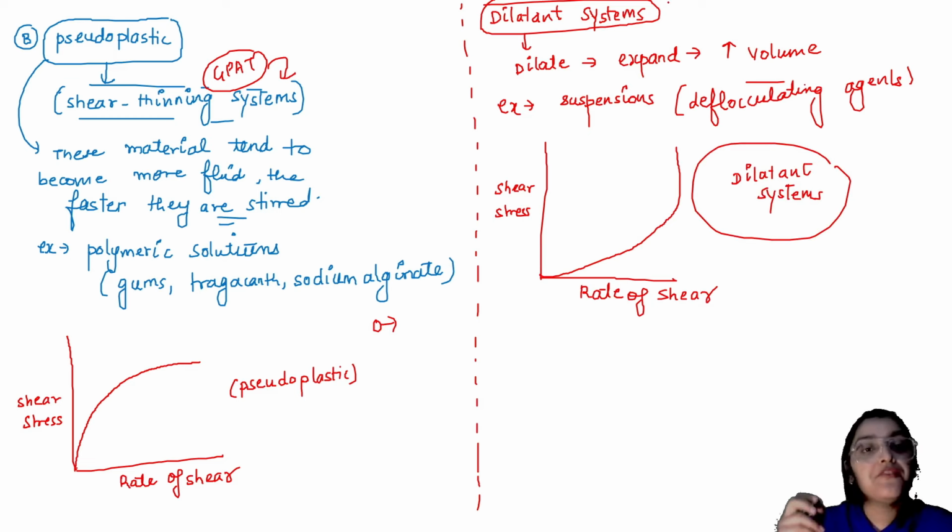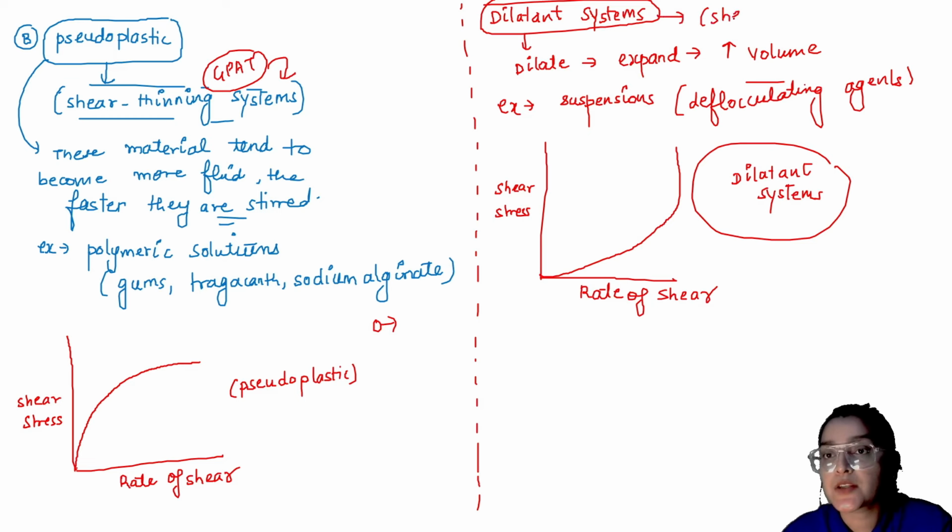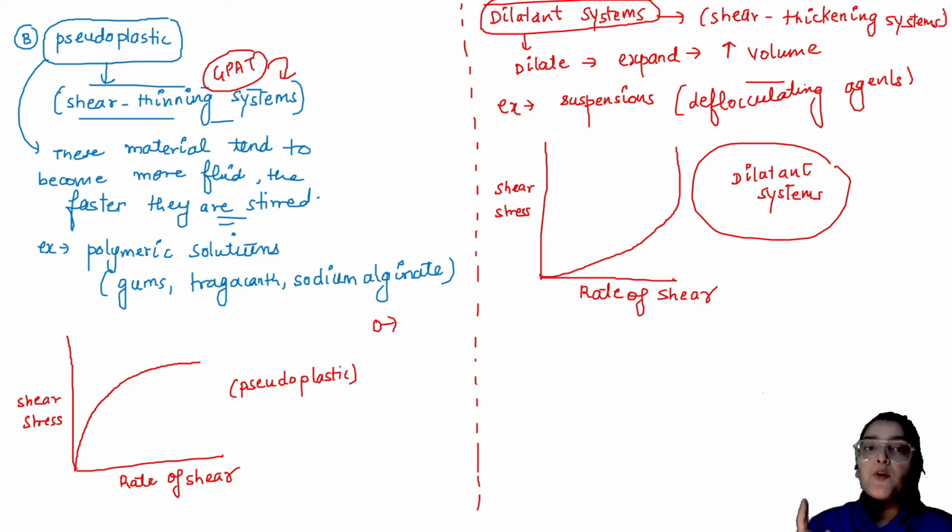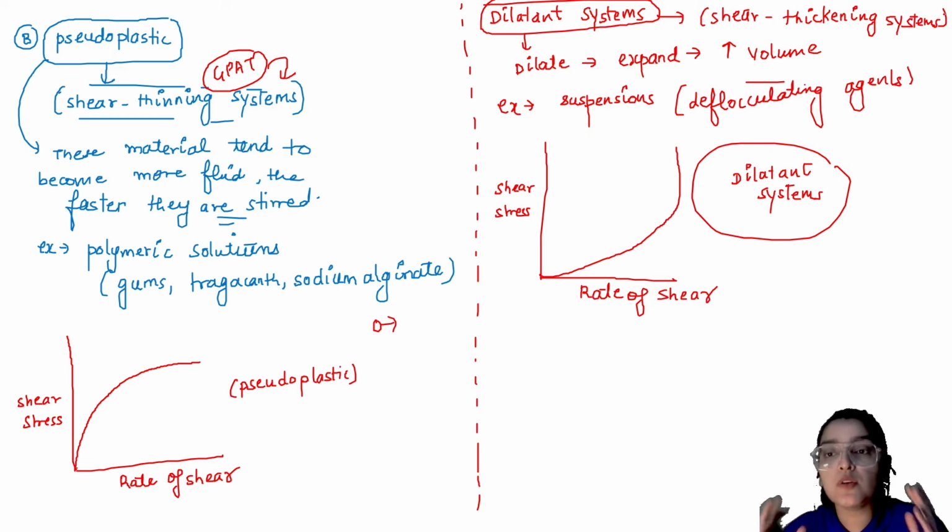One more point: we have seen that the pseudoplastic systems were the shear thinning systems, but the dilatant systems are the shear thickening systems. Very important, students: shear thinning systems and shear thickening systems. You should know the difference between them. You should know how the examples vary, and how their properties are going to vary with the stress that is applied. You can see with their rheograms also how these differ from each other.